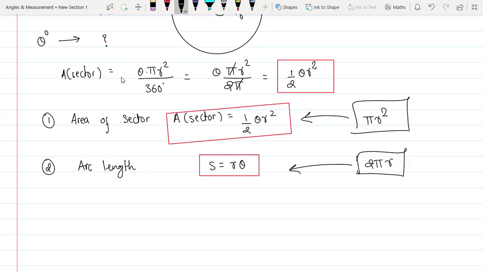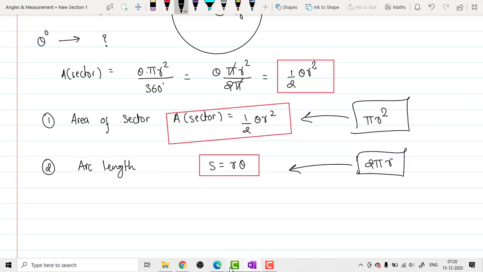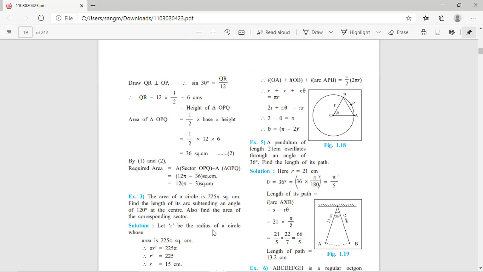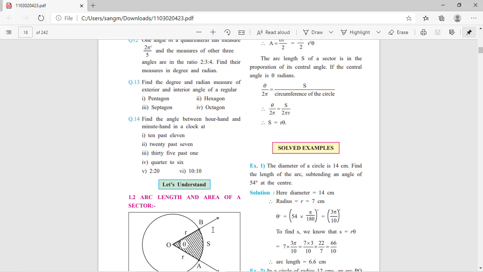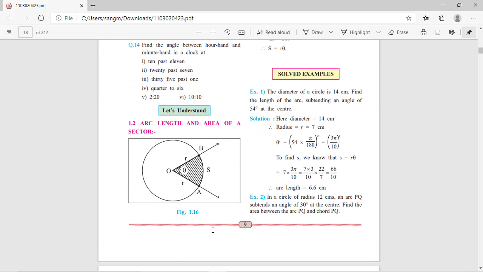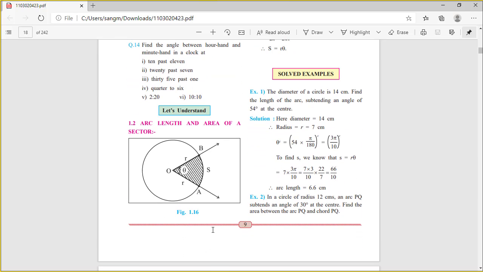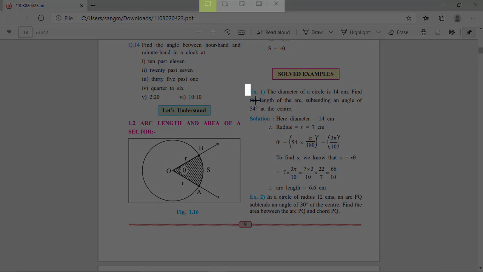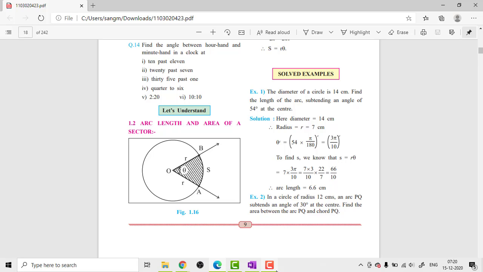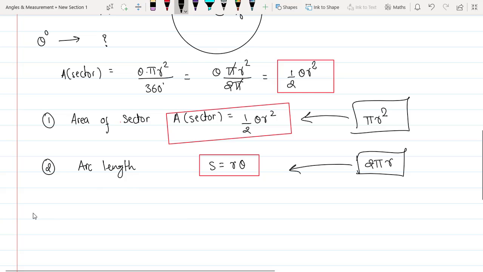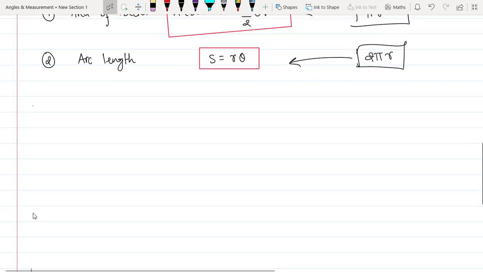Okay, now let's have simple questions which are there in your textbook. So let's take the first one. Any doubt till this time? No? No, sir. Okay. So let's have the first question.